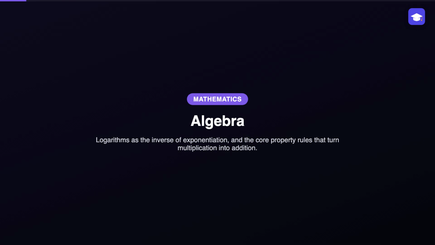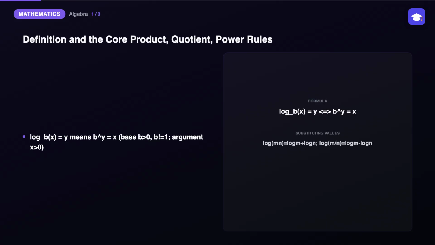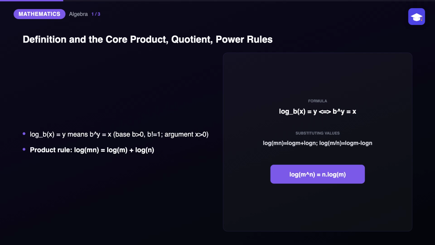Today's topic is logarithms and their core properties, the tool that turns multiplication problems into addition problems. Let's begin. A logarithm is defined as the inverse operation of exponentiation. Log base b of x equals y means exactly the same thing as b raised to the power y equals x, where b is the base, and this base must be positive and not equal to 1, while x, the argument, must be strictly positive.